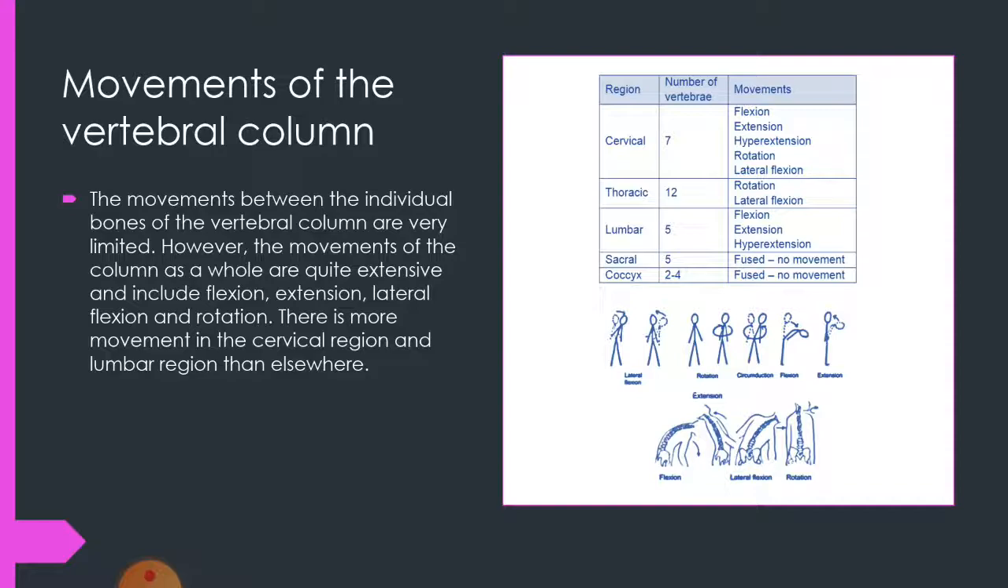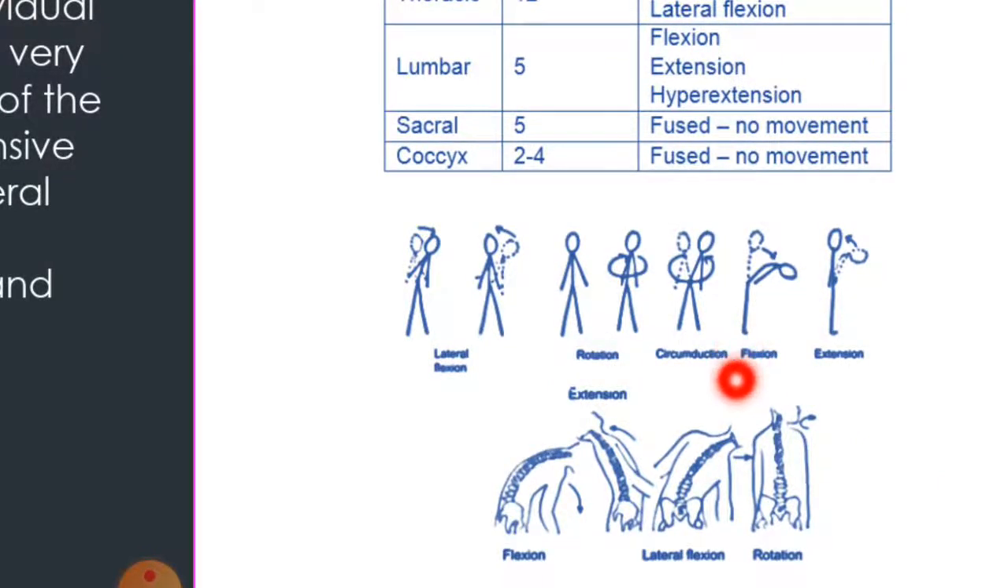Last is the movement occurring at the vertebral column, and there can be different movements, but limited. Lateral flexion is possible at the vertebral column. Rotation is possible at the vertebral column. Circumduction, flexion, extension. Flexion is bending forward. Extension is bending backwards. The lateral flexion is bending at the side. Rotation.